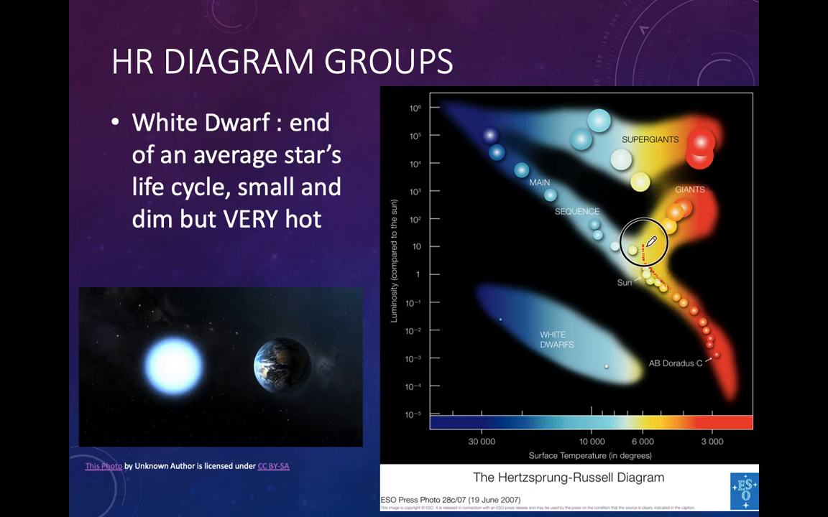Again, we're following our sun. It becomes a giant, and now it's getting really old, so it becomes a white dwarf. This is the end of an average star's life cycle. It's small and dim, but very hot. It's so small, it's collapsed in on itself so much that it's similar in size to the Earth. So it's really similar to an Earth, but it's a star. So it's a lot of heat in a very small space.